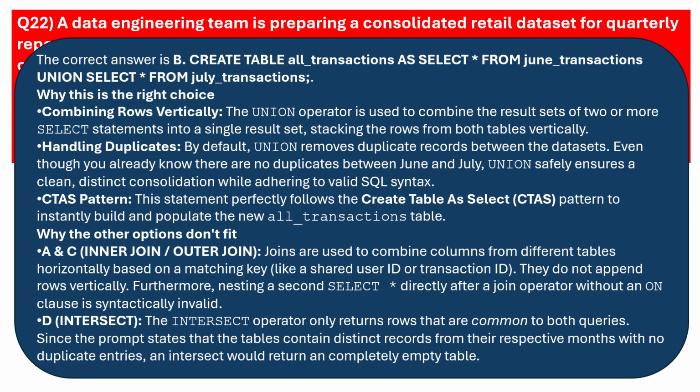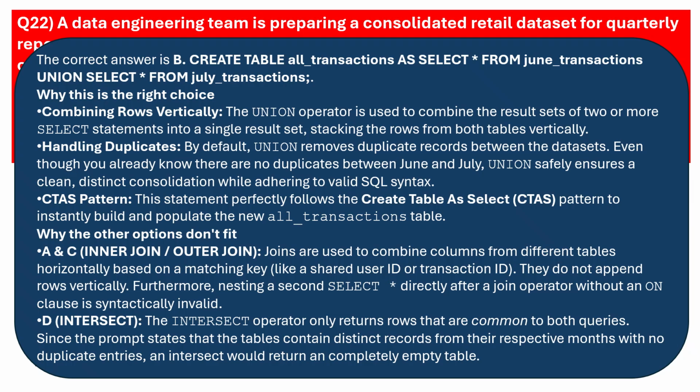Why the other options don't fit. A and C. Inner join and outer join are used to combine columns from different tables horizontally based on a matching key, like a shared user ID or transaction ID. They do not append rows vertically. Furthermore, nesting a second SELECT * directly after a join operator without an ON clause is syntactically invalid.